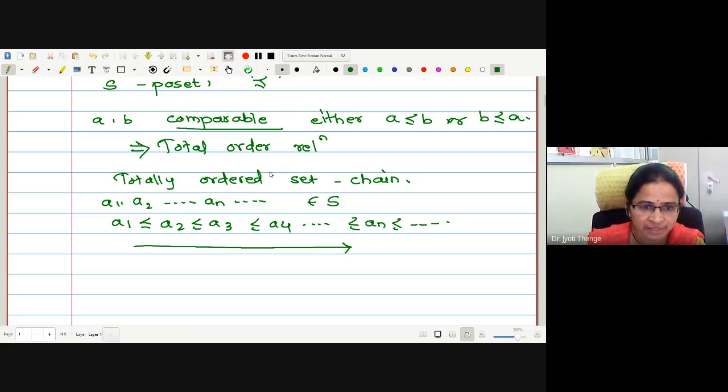Can anybody tell me an example of a chain and not a chain also? Example of chain and not chain. Yes?